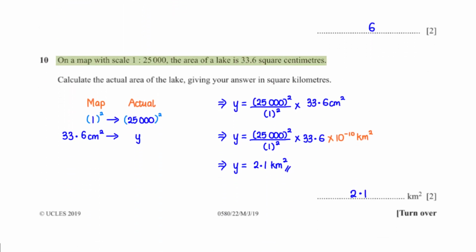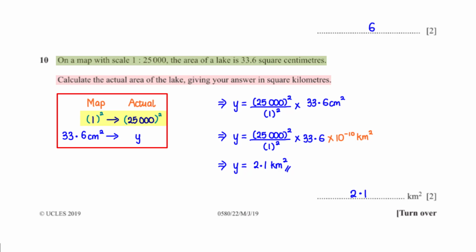On a map with scale 1:25,000, the area of a lake is 33.6 square centimeters. Calculate the actual area of the lake, giving your answer in square kilometers. In our setup, we note that the scale ratio is 1:25,000. Since we are dealing with area in this case, we square the ratio.